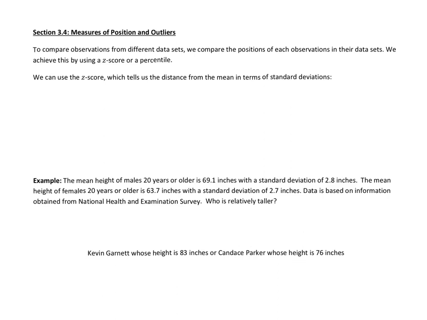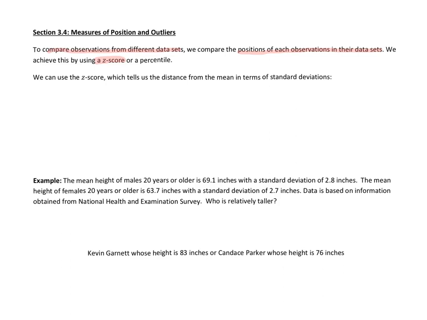All right, welcome to section 3.4, measures of position and outliers. When we talk about the measures of position, we're talking about where an observation lies in its data set, and this allows us to compare apples to oranges. The goal of this part is to compare observations from different data sets. To do that, we compare the positions of the observations in their corresponding data sets. We do this mainly using a z-score, and then we can also do it using percentiles.